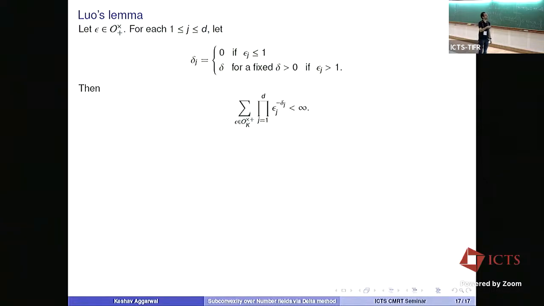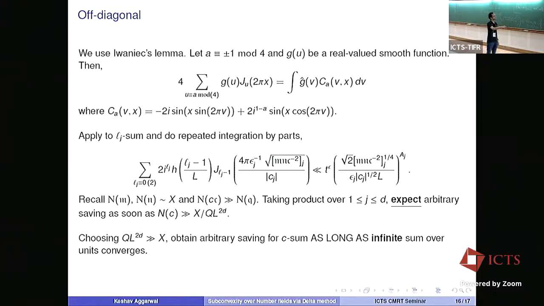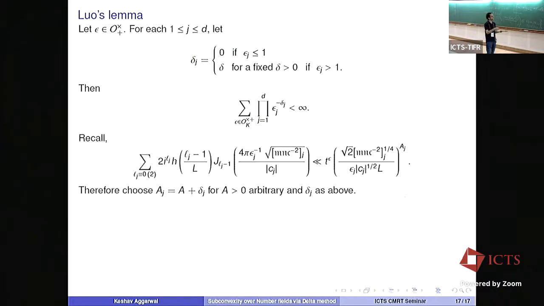Going back, we have to be careful about how you choose these A_j's. How many times you differentiate each of the jth embeddings is where we have to be careful. We choose how many times you differentiate to be, let's say, A plus delta_j many times, where A is fixed and big and delta_j is fixed, so that you have something like this.